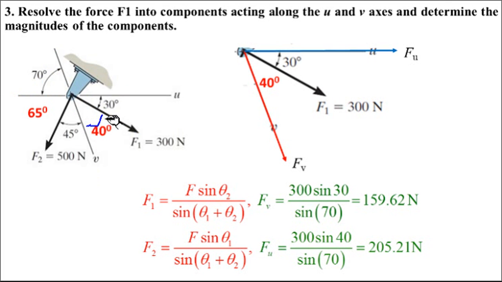How have I calculated that? This 40 plus 30 must be 70, the opposite angle. So this angle and this angle must be the same. So you can take this as theta 1 and this as theta 2. If you are taking this as F1, or Fu, and this will be Fv, because I have to resolve this force into this particular direction.